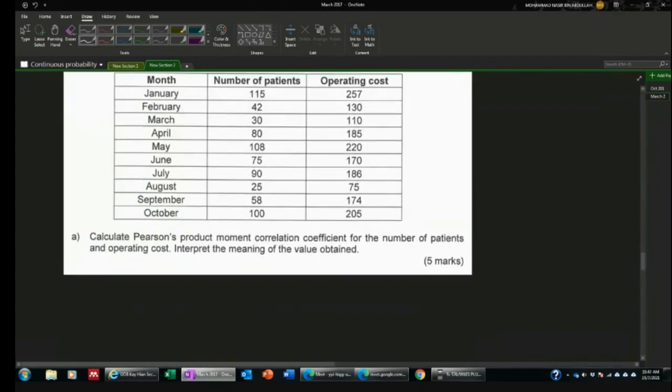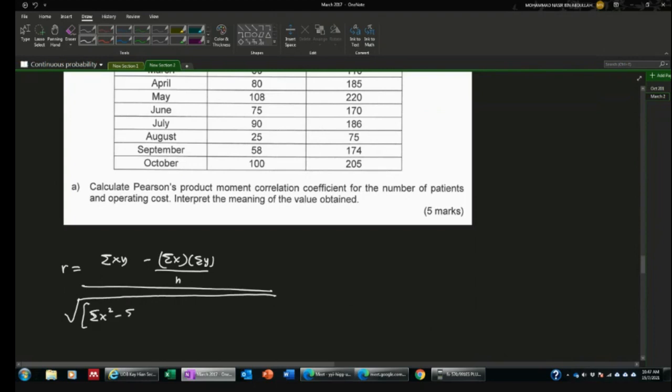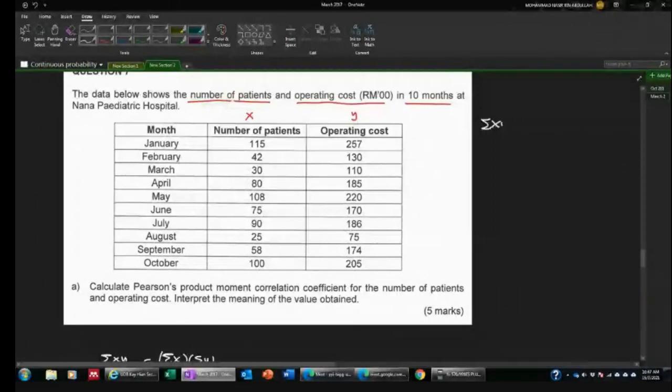Now we need to calculate the Pearson product moment correlation coefficient, and you need to refer to the formula. The formula is summation of xy minus summation of x multiplied by summation of y, divided by n, everything divided by the square root of the x part, summation of x squared minus summation of x, squared, divided by n. This is for part x. Then summation of y squared minus summation of y, squared, divided by n. So basically you need summation of xy, summation of x squared, summation of x, summation of y squared, summation of y and n. So n, we know that we have only 10 months.